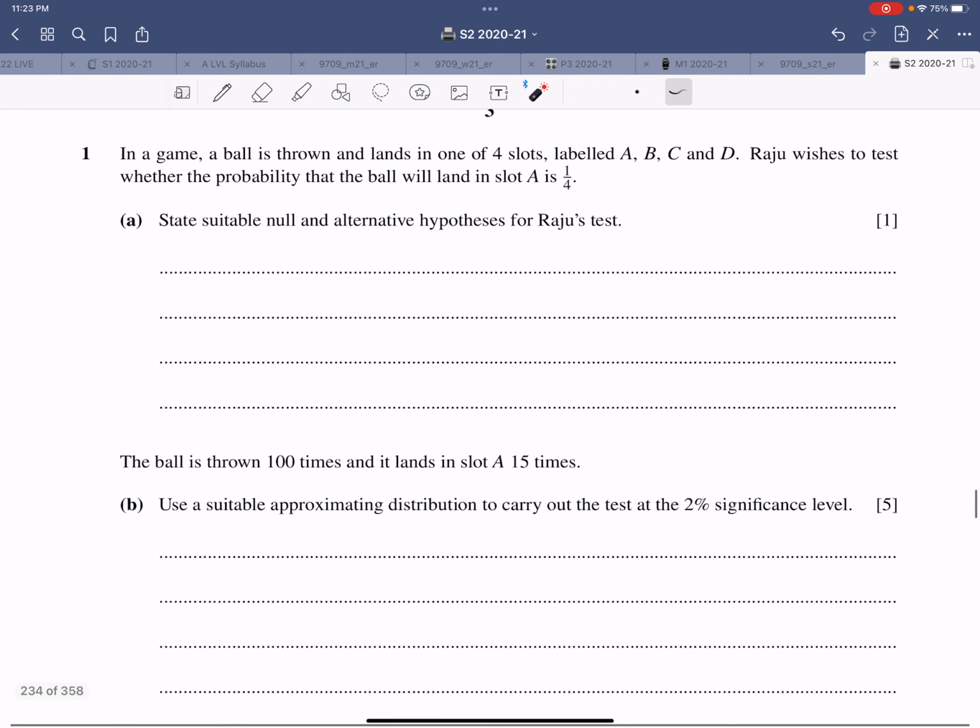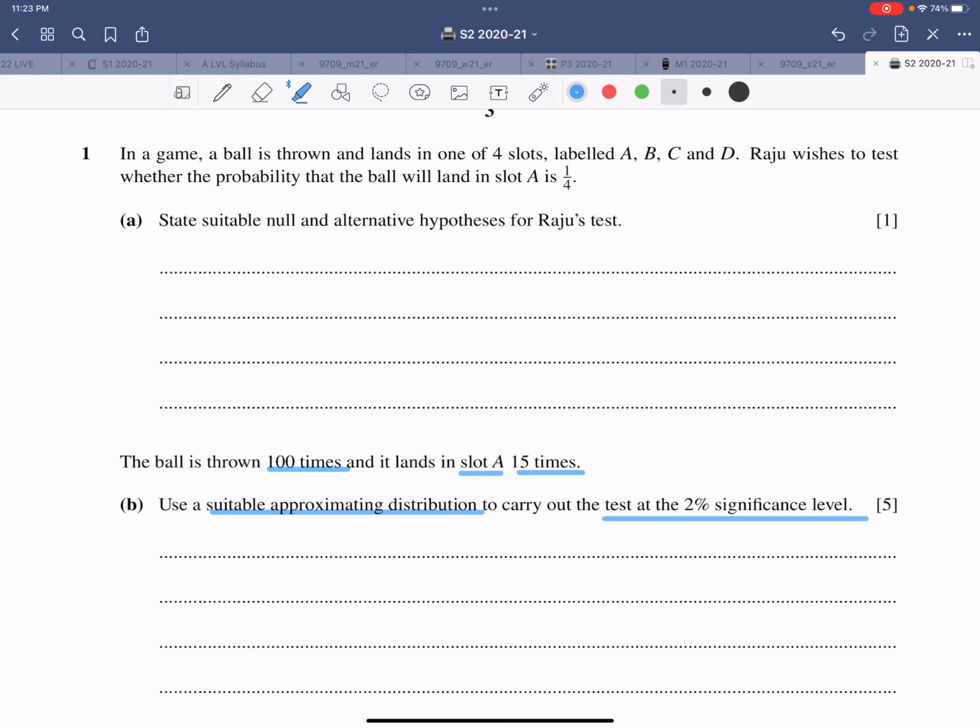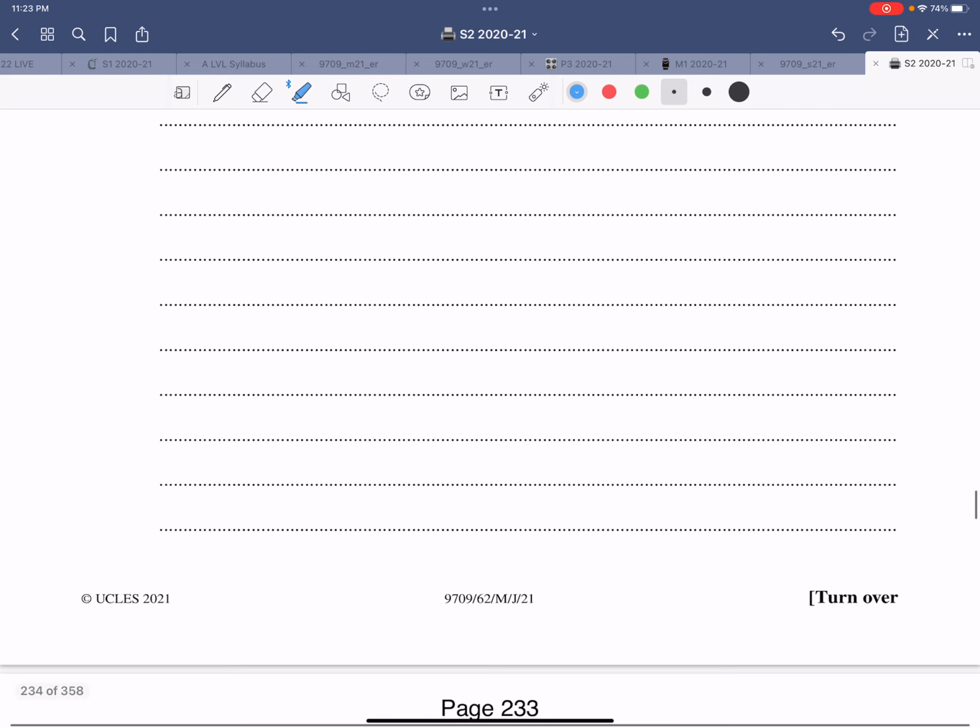Second part, the ball is thrown 100 times and it lands in slot A 15 times. Use a suitable approximating distribution. That means you should justify the use of this approximation and carry out the hypothesis test at the 2% significance level. So this is question number 1 and this is for 6 marks.